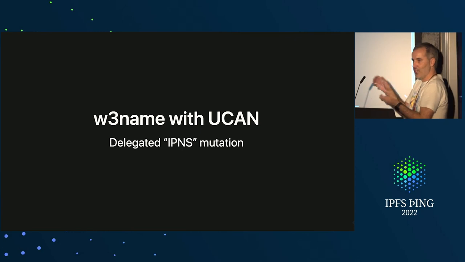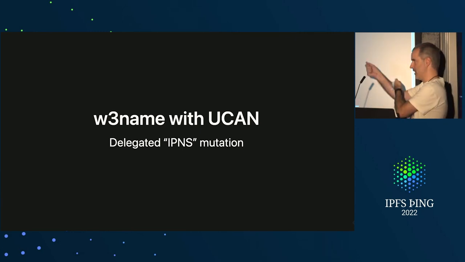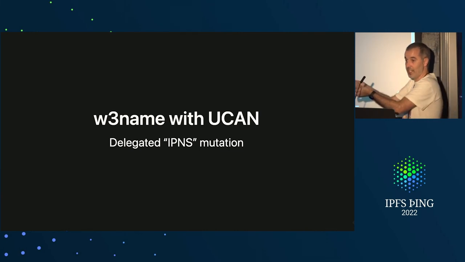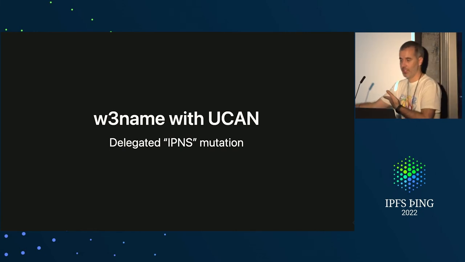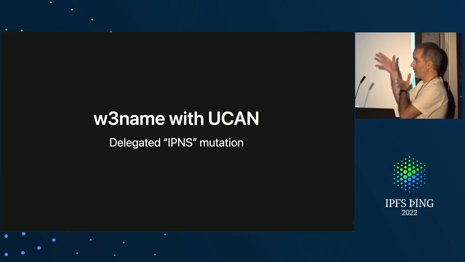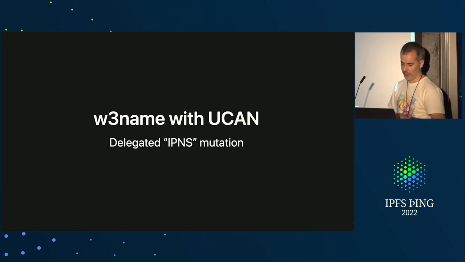So either you sign the thing and put it inside the CAR file, where signing the thing means signing the IPNS record, or you can just delegate it. Just tell us, okay, I want to update the record to this new CID or whatever. But if we have UCANs, we don't need to sign it. The user doesn't need to sign it, just needs to delegate the permission for us to sign it. And then we can hook up into W3 name and all the nice things that W3 name does.